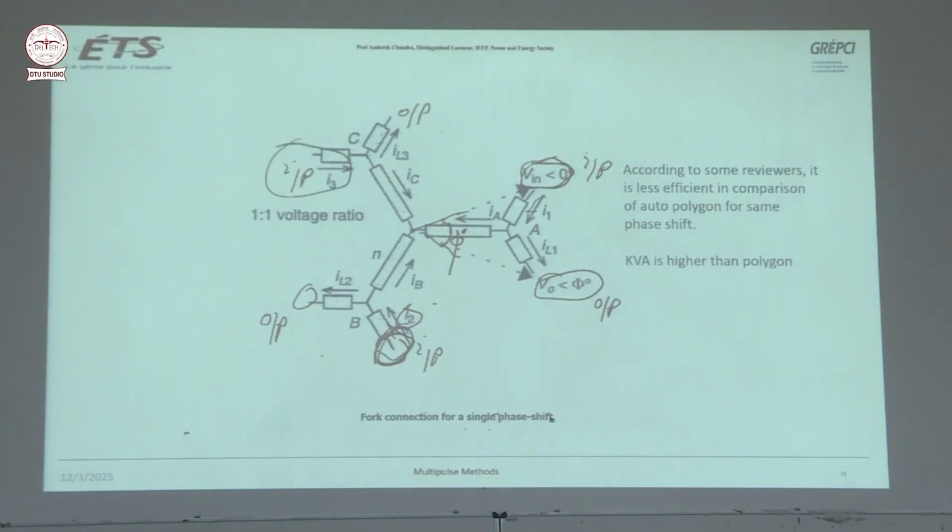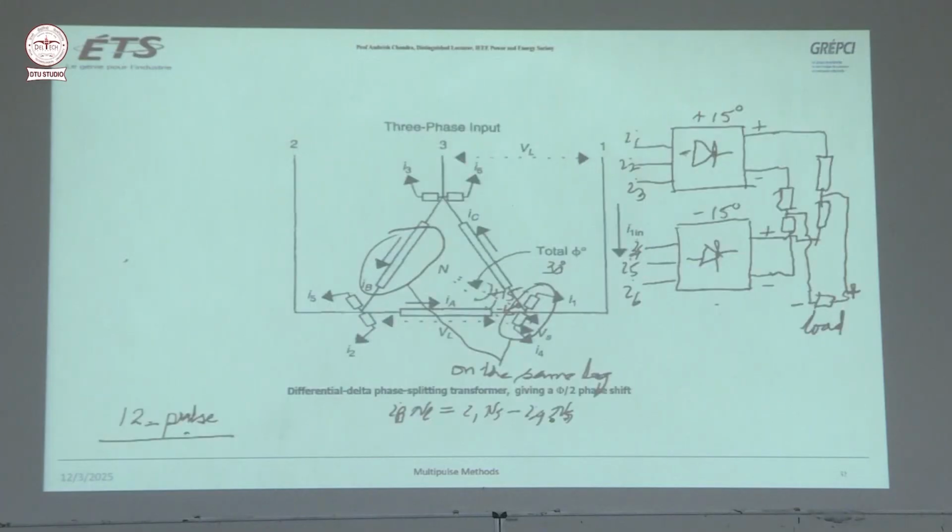These are the 3 input and output is here. See, this is output, this is output and this is output. So between input and output, you have phase shifting 5 degree. Okay, but according to some reviewers, it is less efficient in comparison to auto polygon for same phase shift. KVA is higher than polygon. This is what other people give comments about the transformer.